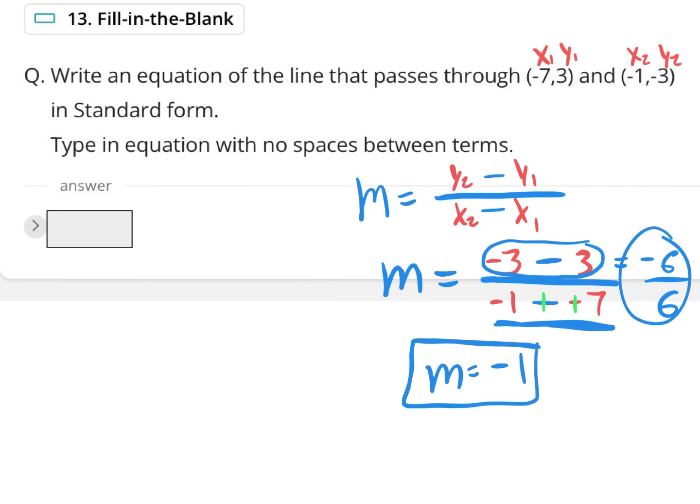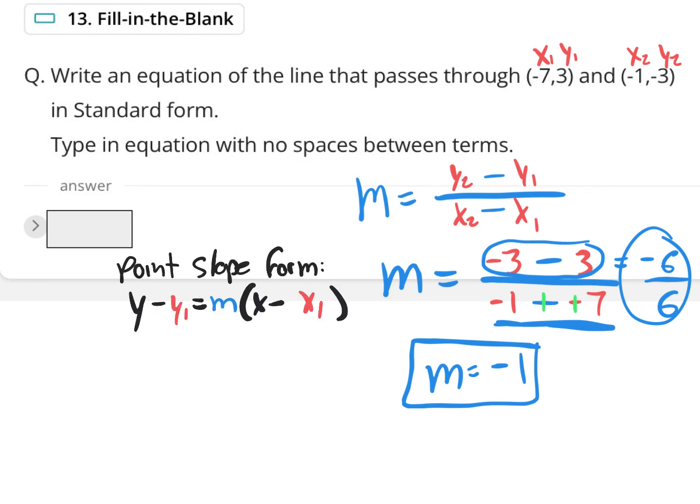Now, what form do they want it in? They want it in standard form. But as of right now, all I have is the slope and some points. I have 2 points, but I'm going to go with just this 1 point and this 1 slope. Point, slope, point, slope. What form? Point-slope form, which is y minus y1 equals m parentheses x minus x1. So how do you use point-slope form?